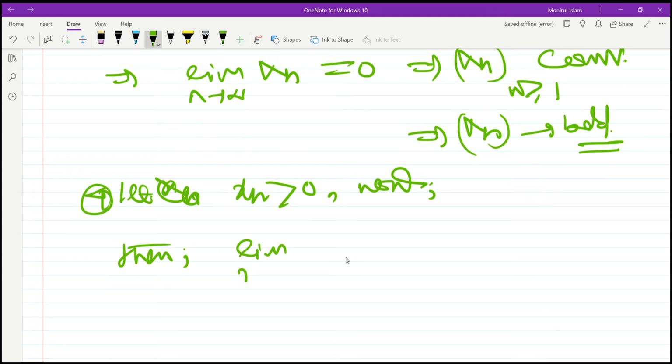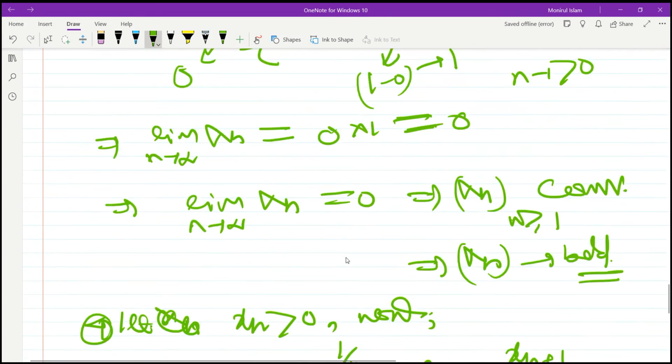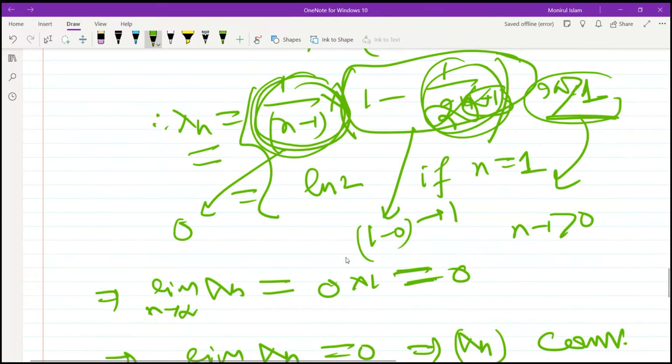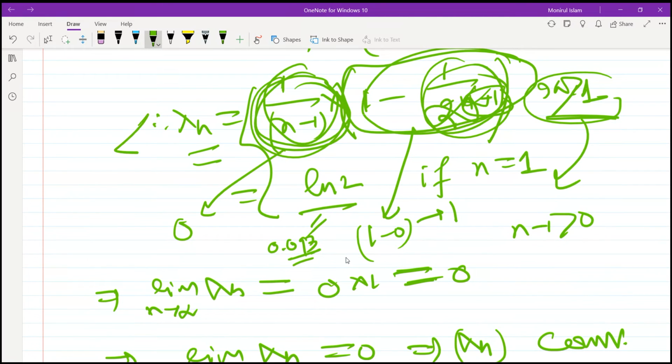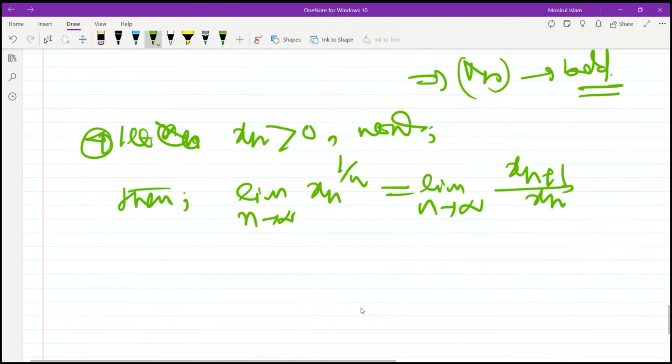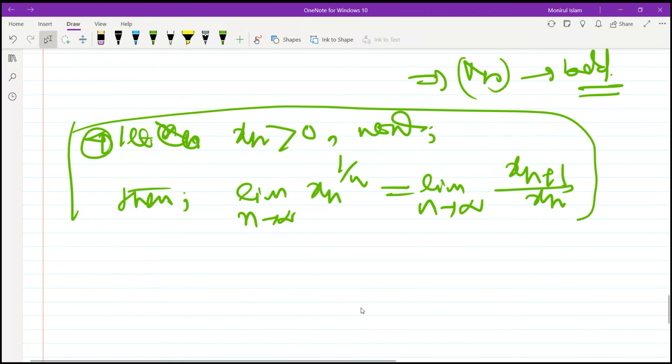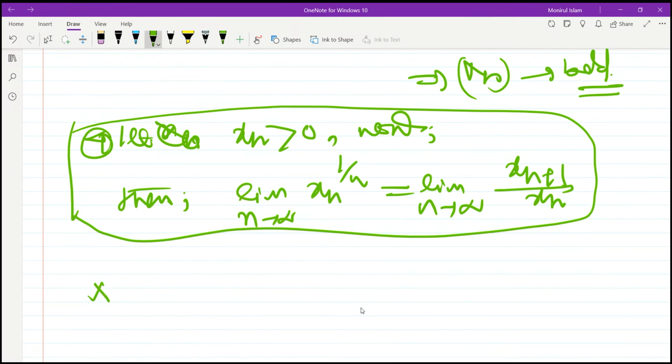Limit n to infinity of xn to the power 1 by n is equal to limit n to infinity of xn plus 1 upon xn. We apply this result. Here each lambda n is greater than 0, because ln 2 has value 0.693, which is greater than 0. So lambda n is greater than 0 for any natural number n, and you can apply the result.